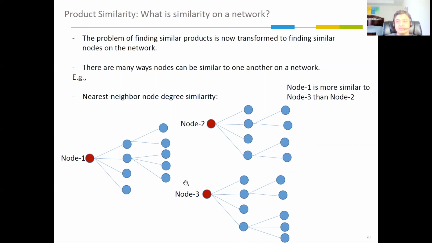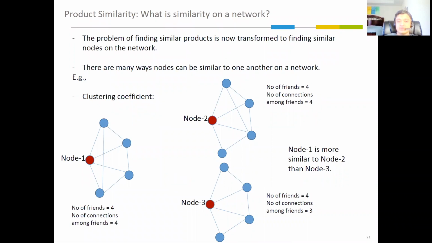And then in this case, node 1 is more similar to node 3 than node 2, because the number of nearest neighbors as well as the number of next to nearest neighbors are both the same for node 1 and node 3.